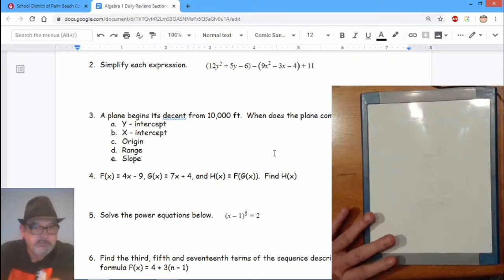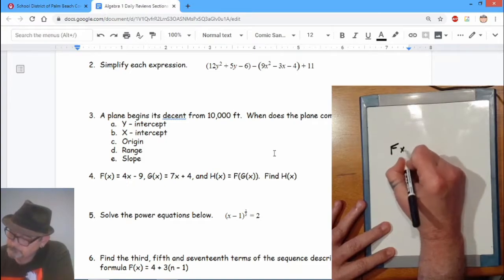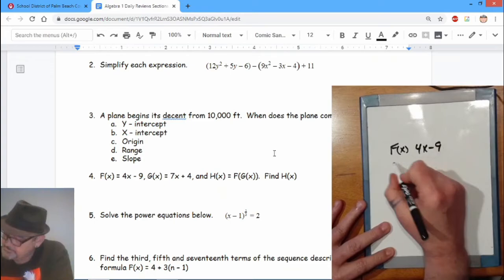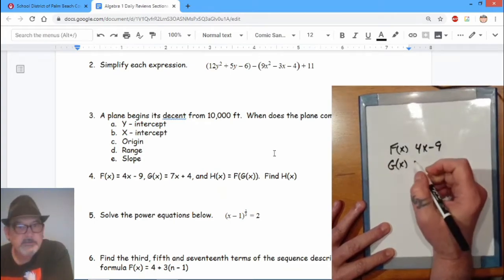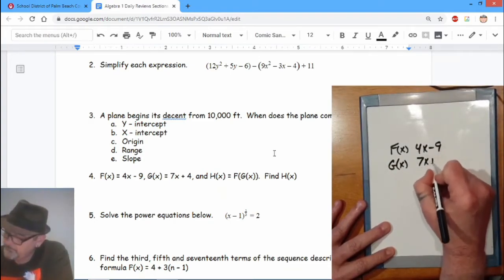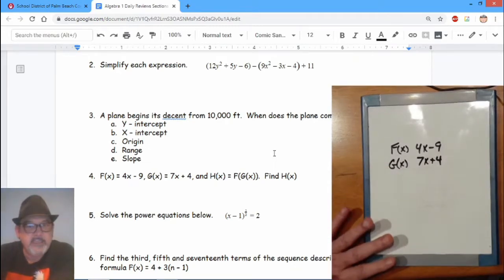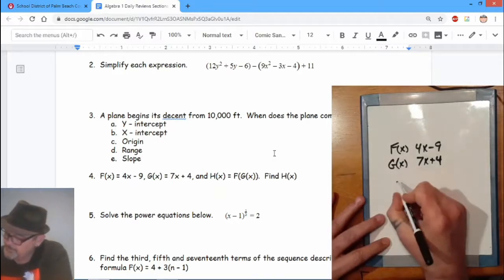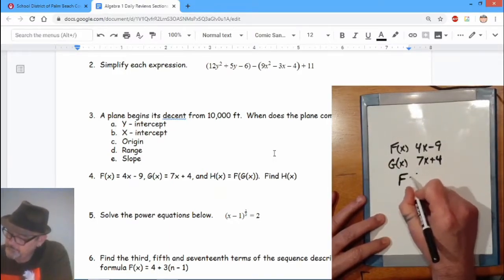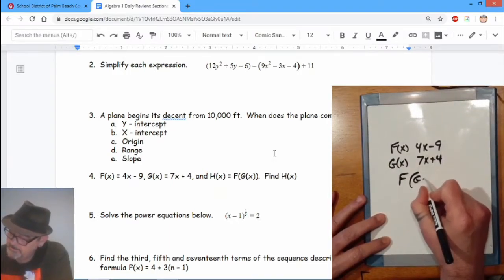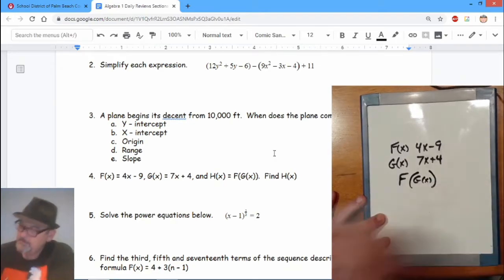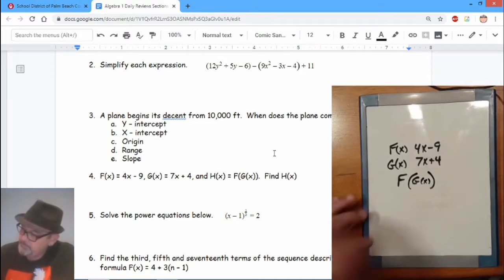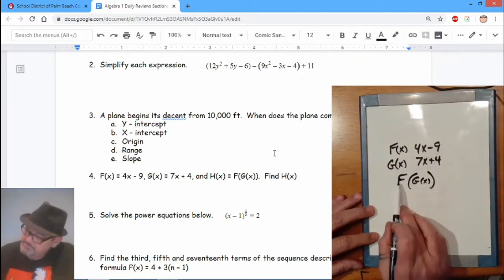Number 4. F of x is 4x minus 9. And g of x is 7x plus 4. And what they're asking us to find is h of x. And they're saying that h of x is f of g of x. So what does that mean? Well, basically it means this. It's really pretty simple.